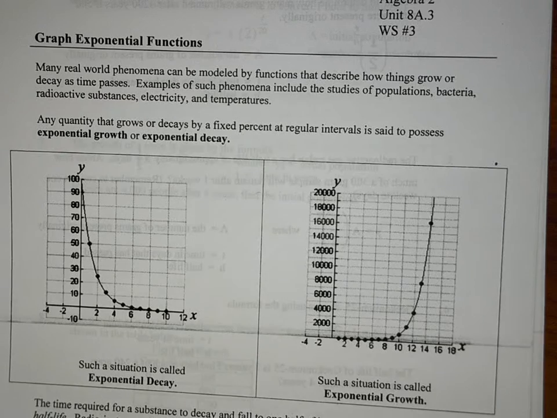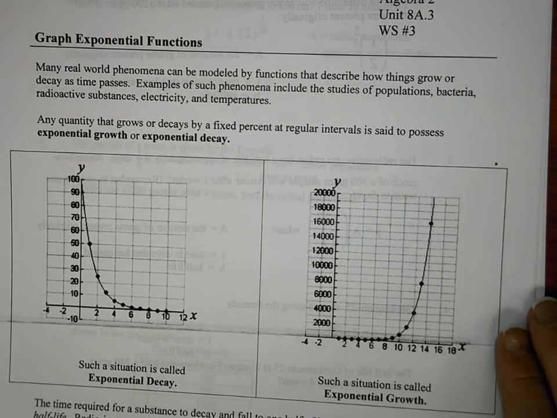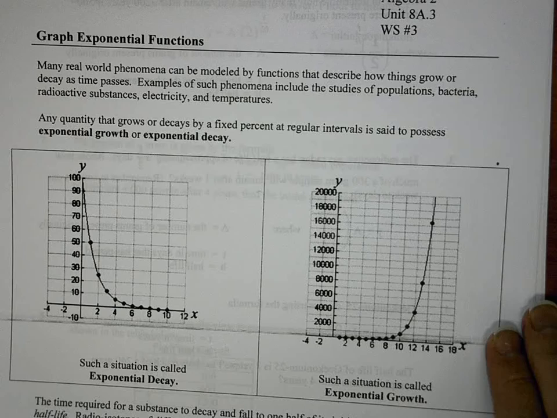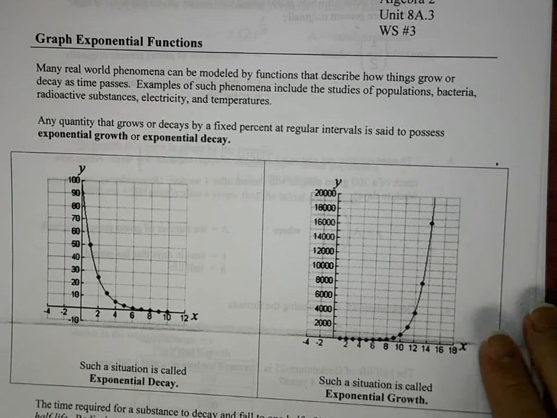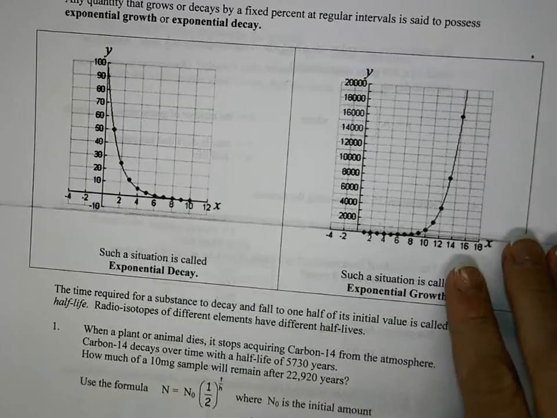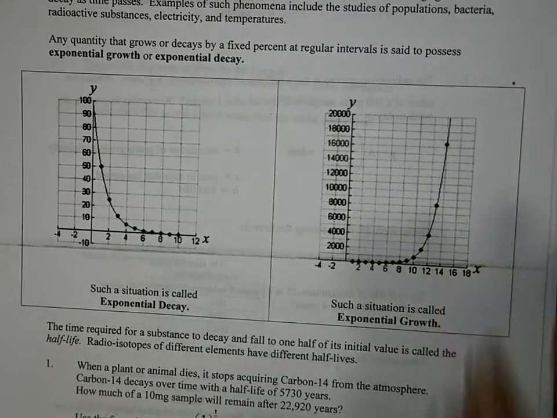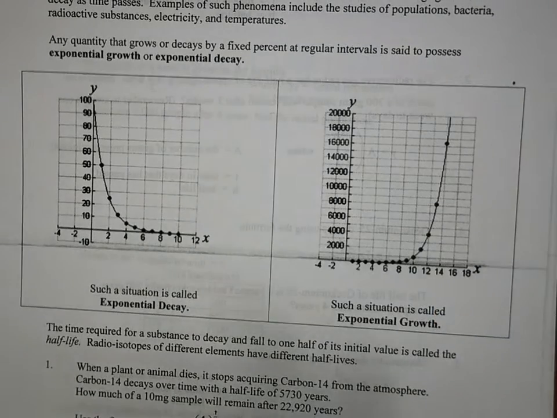Many real-world phenomena can be modeled by functions that describe how things grow or decay as time passes. Examples of such phenomena include studies of pollution, bacteria, radioactive substances, electricity, and temperatures. Do that next sentence too. Any quantity that grows or decays by a fixed percent at regular intervals is said to possess exponential growth or exponential decay. So how many of you, like in your biology classes, have talked about this kind of stuff? Okay, so anyways, there is exponential growth and decay.